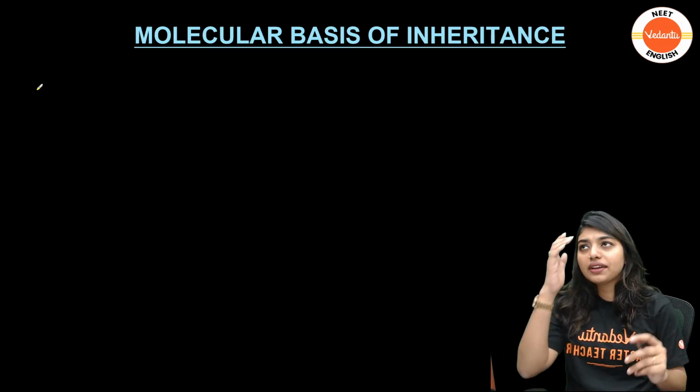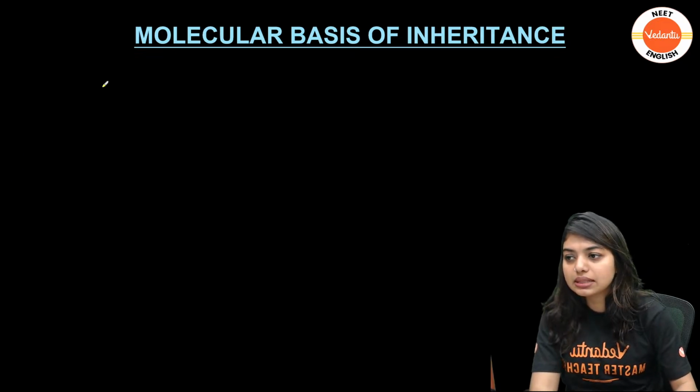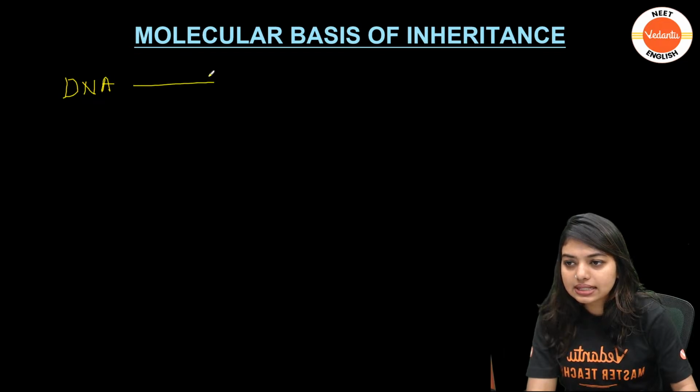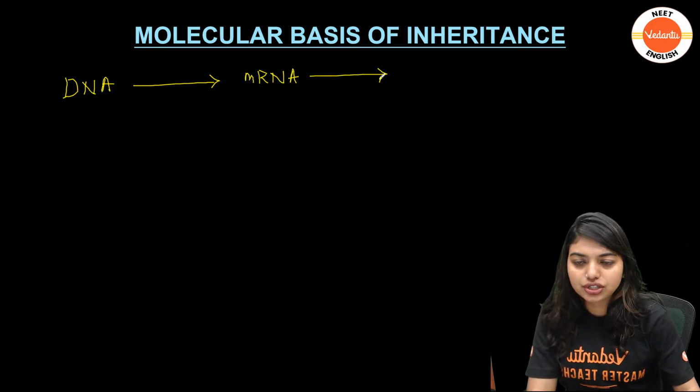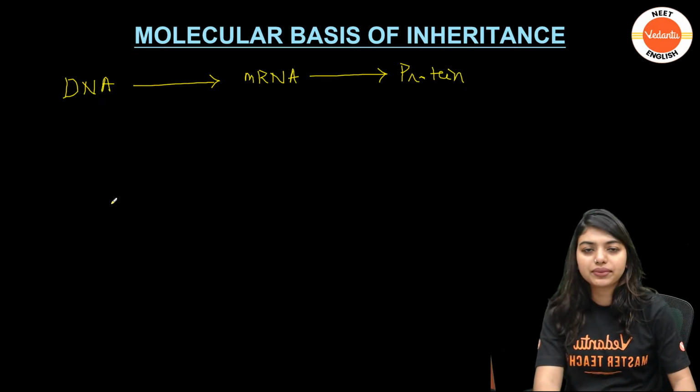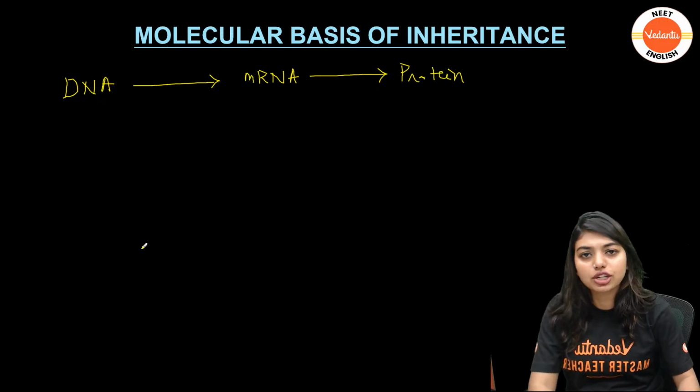Okay, so students, when we talk about molecular basis of inheritance, the basic thing in this chapter is that DNA gets converted to mRNA, and mRNA gets changed to proteins. This entire chapter is only focusing on this.